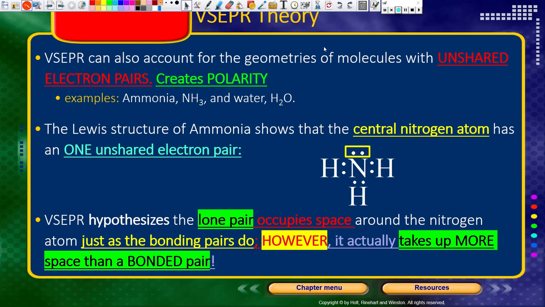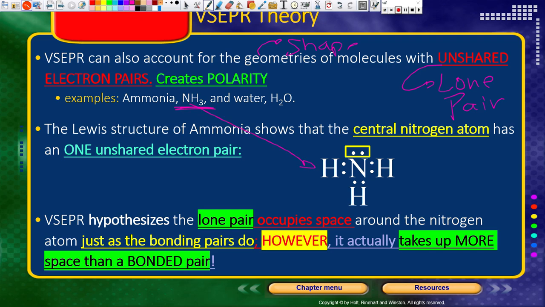So again, everything we've talked about, we've covered. So VSEPR can also account for the geometries. Again, as soon as you see the word geometry, what I'm asking for? Shape. The shape of molecules with unshared electron pairs. What do we call these unshared pairs? Lone pairs. Okay? So ammonia, which is NH3, which is that thing you guys just drew.